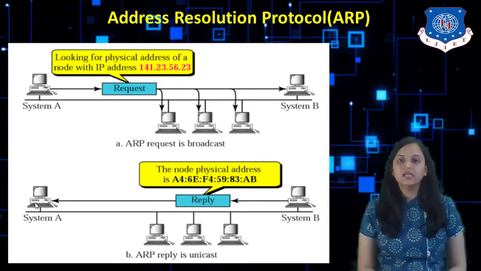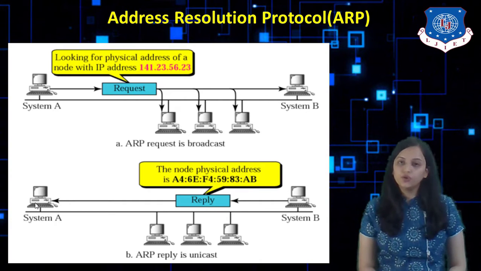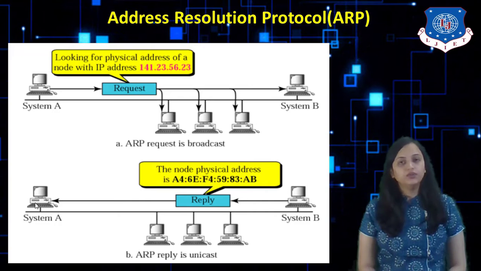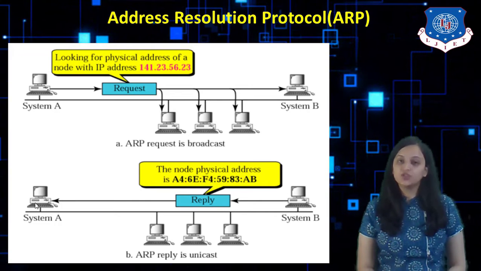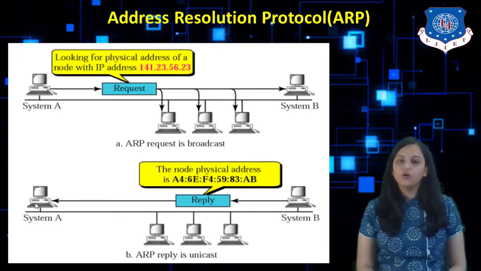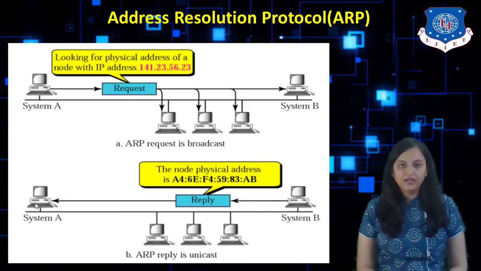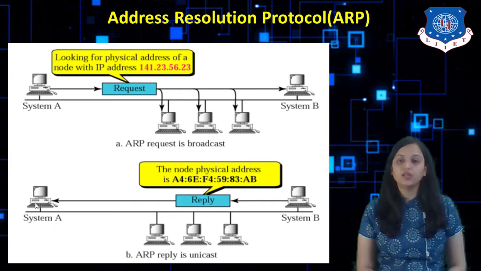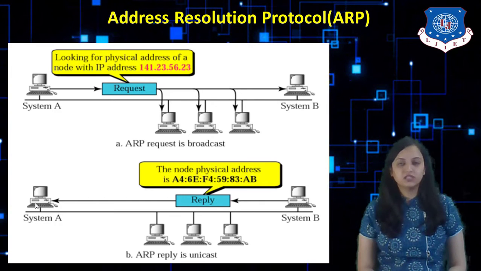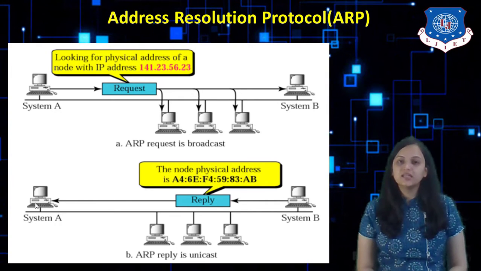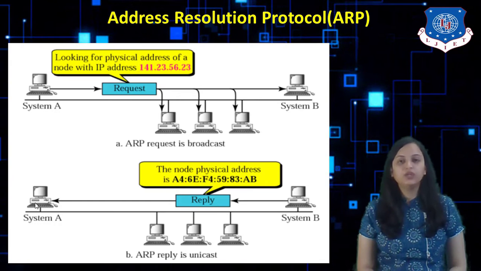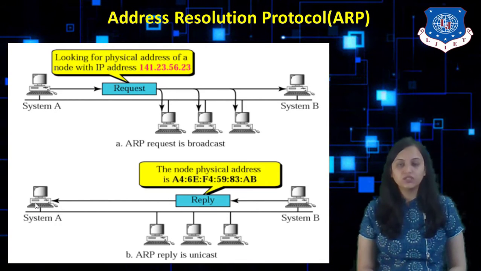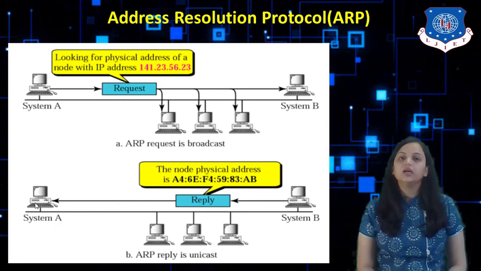As you can see, system A wants to know the physical address of system B. Now the IP address of system B is known to system A. So in the ARP request packet, it will have the IP address of that destination, or as you can say, the IP address of system B. It will broadcast this ARP request packet to the network. That means it will send this request packet to all the nodes connected in the network.